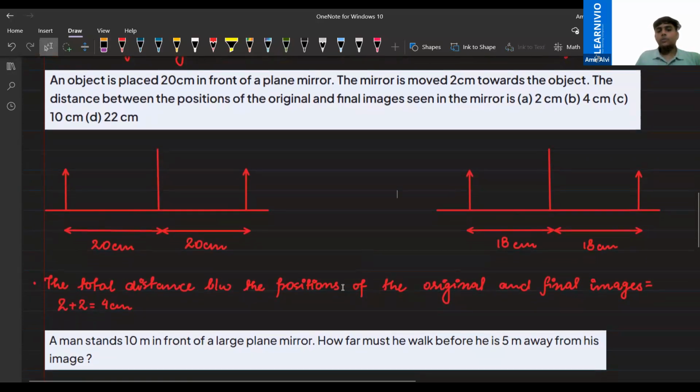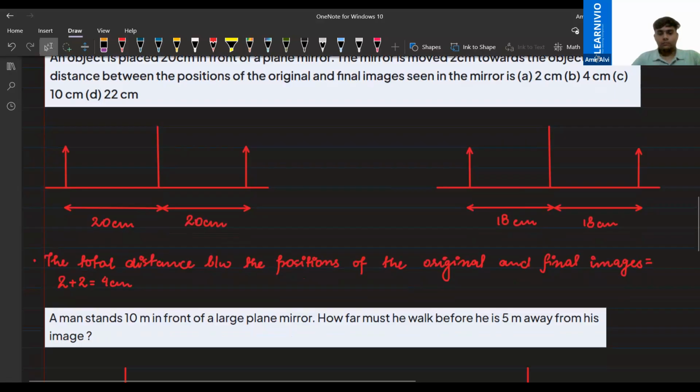Okay. Please try to solve this question. Scroll down a bit, I can't see the full question. Just a second. Okay.